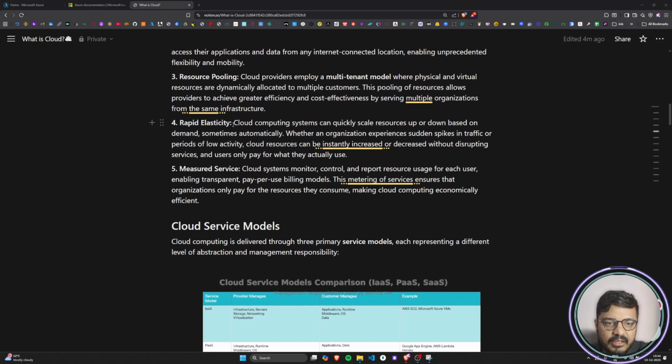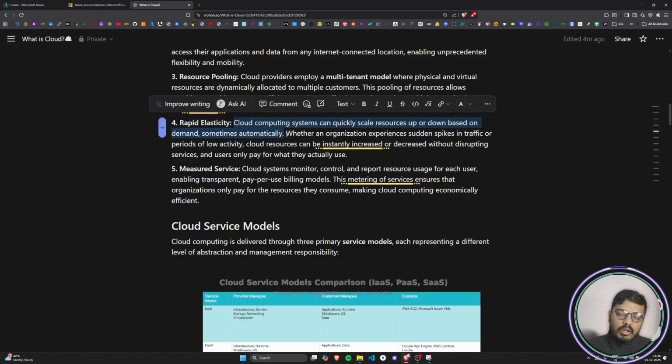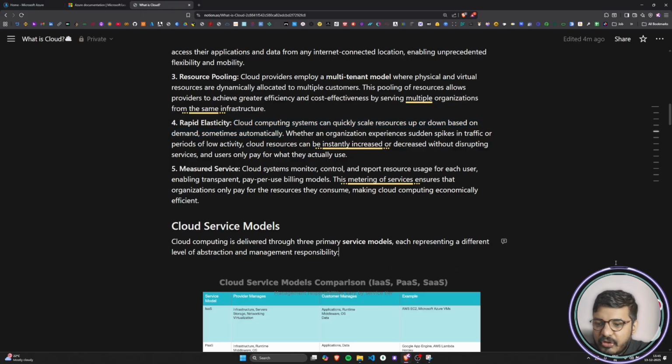Then rapid elasticity. Cloud computing systems can quickly scale resources up and down based on demand, sometimes automatically. Okay, so this is basically called scaling up and scaling down. So if I give you an example, all of us watch IPL, right? Talking about Hotstar, in a non-IPL season, maybe the average viewership of Hotstar is 1 lakh per day.